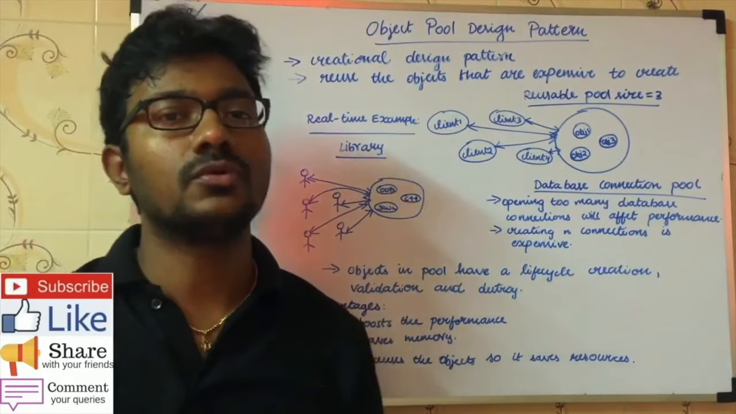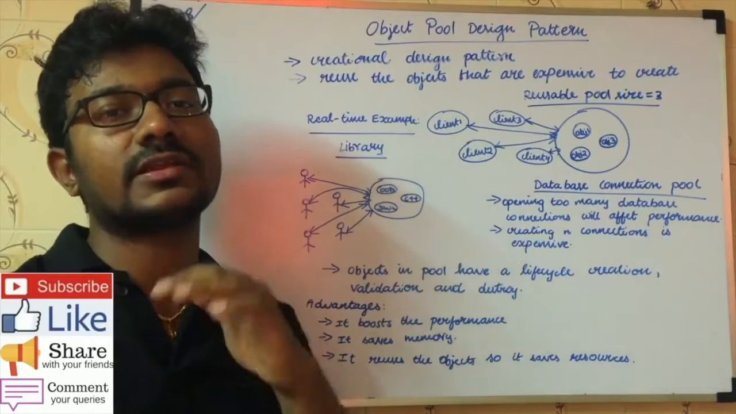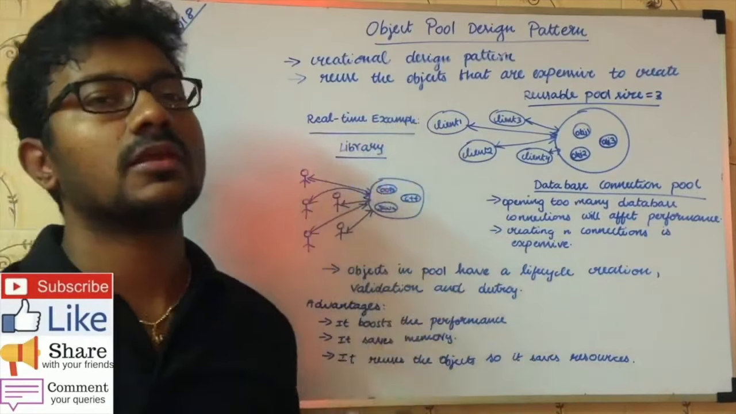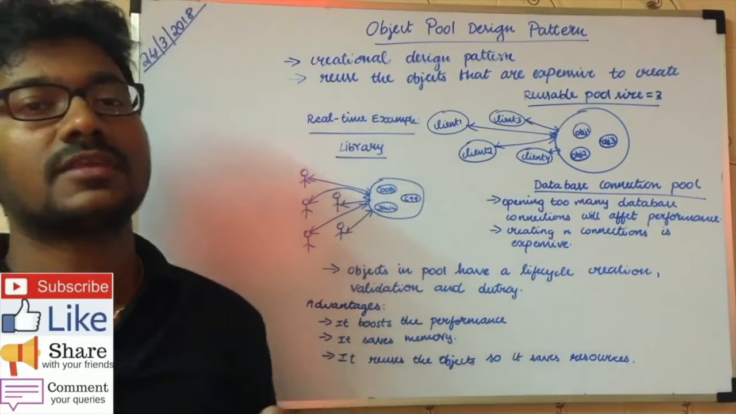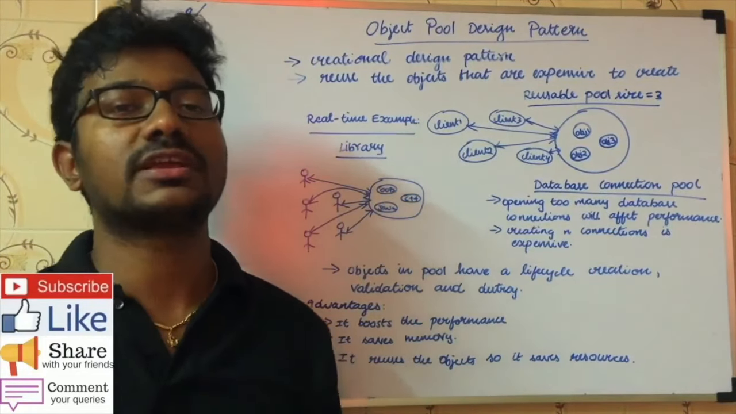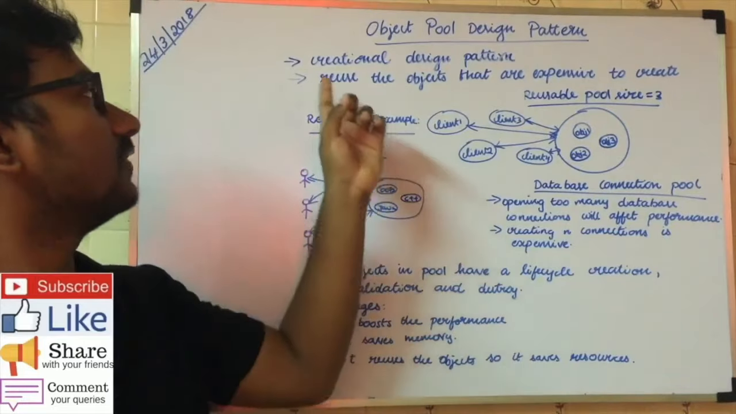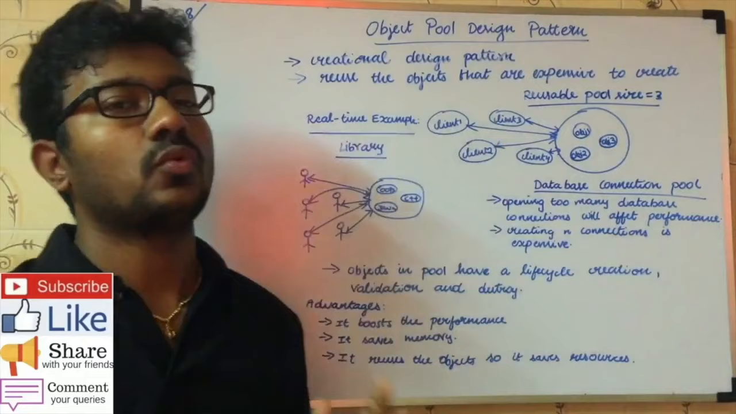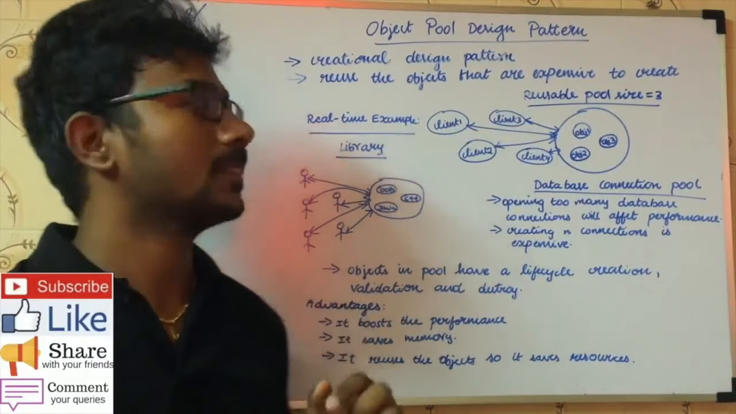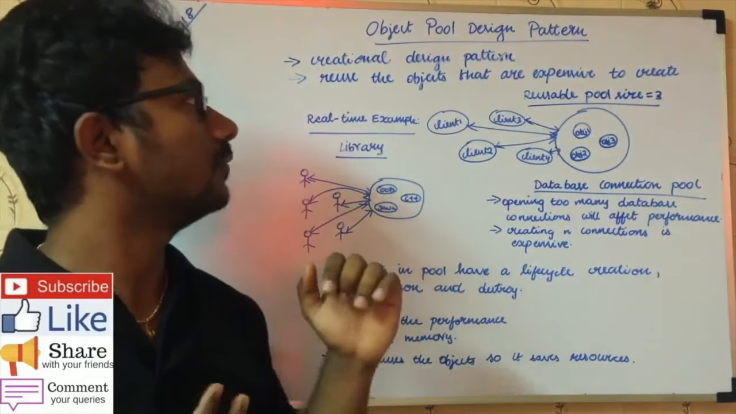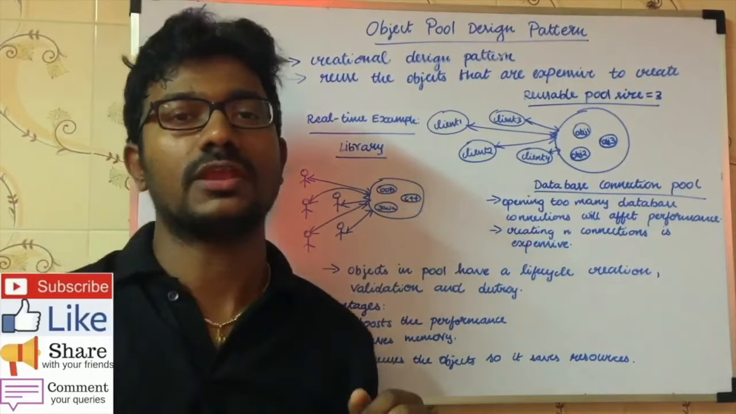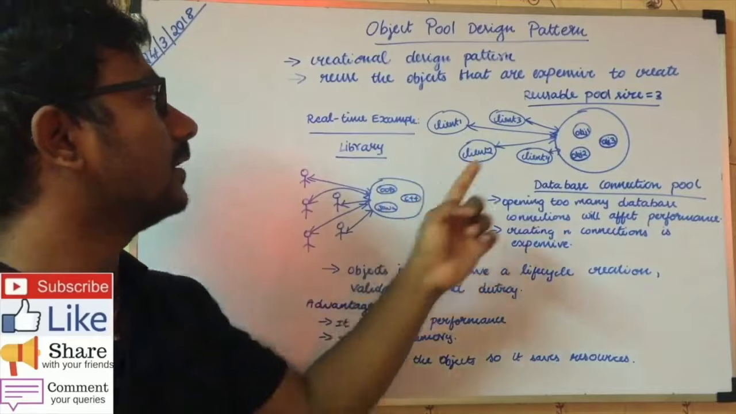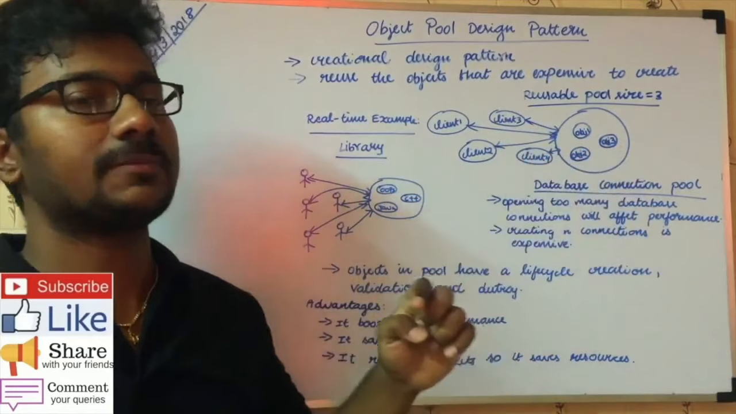So first, object pool design pattern falls under creational design pattern. The reason behind that is this design pattern comes into play during the object creation stage. That's the reason why it falls under creational design pattern. So this pattern applies only at the object creation time. And the second point is reuse the objects that are expensive to create. So this statement would be explained using a real-time example and a Java-oriented real-time example.